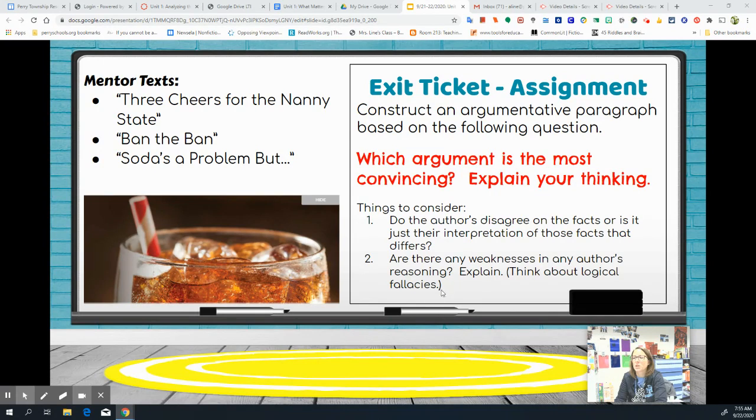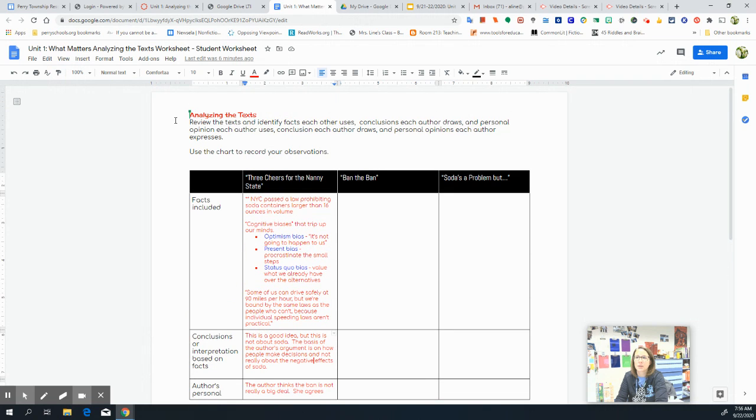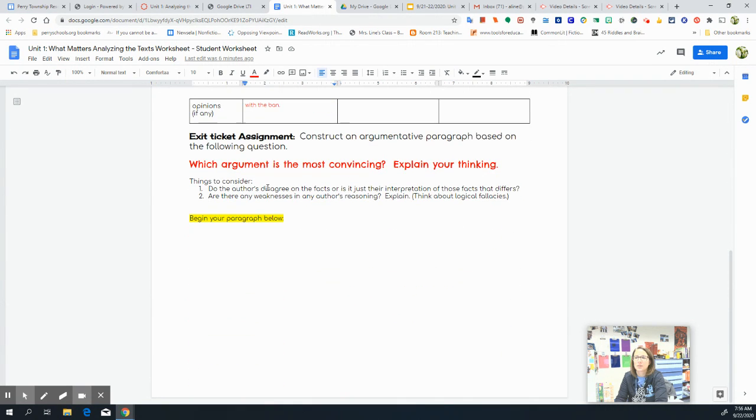And so I have some questions to maybe consider as you are writing that argumentative paragraph. Where you're going to turn that in is on the bottom of that planning piece where we're analyzing the text. So here at the bottom: construct an argumentative paragraph based on that question, which argument is the most convincing. I already have it set up for you, so all you have to do is start typing.